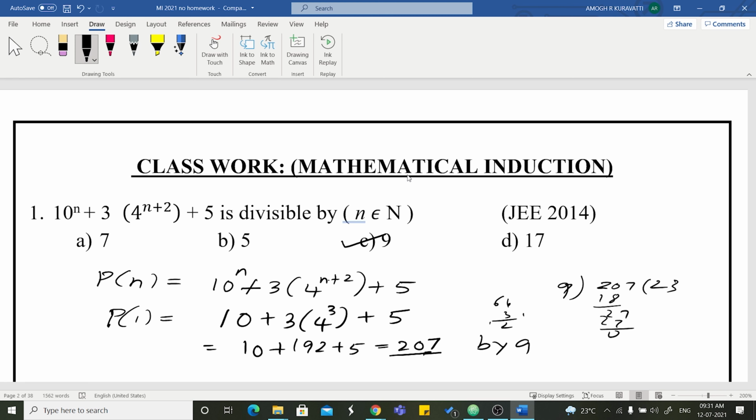So option C. This is the shortcut method. This is not the actual method, it is for the sake of CET purpose, isn't it? But the actual method, what should we do? We should prove 3 steps: n is equal to 1, n is equal to k, n is equal to k plus 1. This is the shortcut method. Take n is equal to 1 and a value comes. Suppose that value is divisible by any two options, go for the next number, take n is equal to 2. Like that. The answer is option C. Clear students? Please note it.